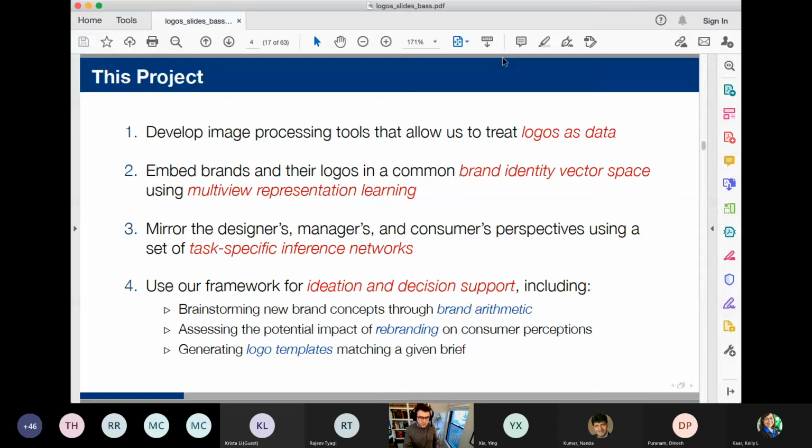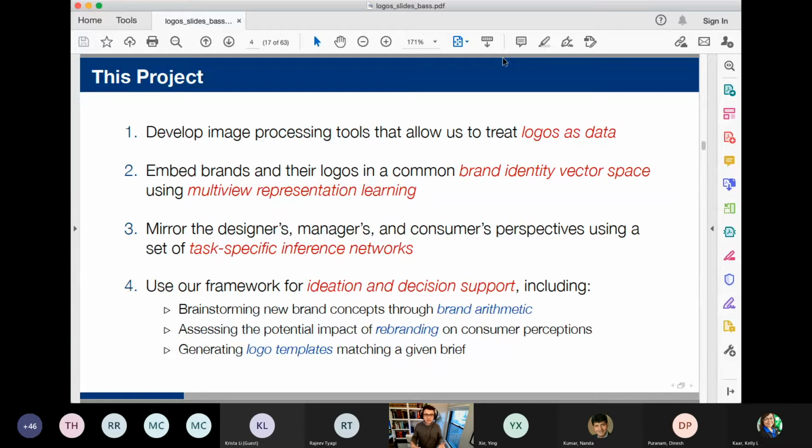Specifically, what I'm going to go over in the next 30 minutes or so. First thing that we do in this project is we develop image processing tools that allow us to treat logos as data. At its heart, again, it's a statistical model. It's going to be fundamentally data-driven and holistic. As part of that, we're going to need a way of thinking about logos as actual data sources. Then, once we're able to treat logos as data, we embed a set of brands and their logos in a common brand identity vector space. We do this leveraging a technology called multiview representation learning.